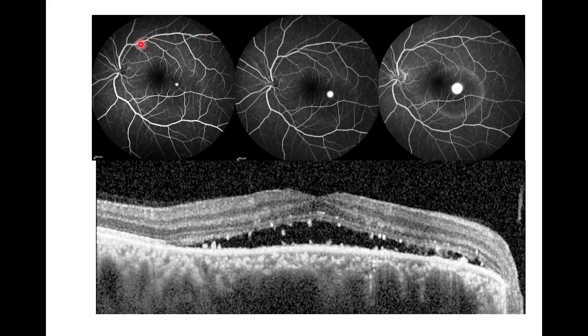We don't see any cotton ball or fuzzy hyperfluorescence to suggest proliferative diabetic retinopathy. We don't see any vascular filling defect or staining of the vessels to suggest venous occlusive disease or vasculitis. All the blood vessels are normal. We see only one hyperfluorescence, that is the pooling of the dye. This is pooling of the dye in the anatomical space.